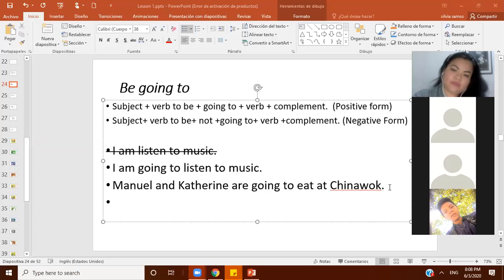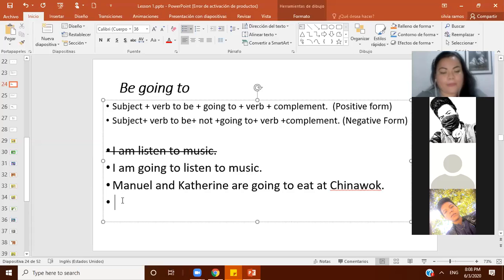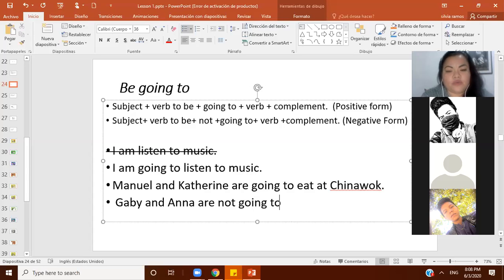So another example, let's see. One volunteer. Buenas noches. Okay, hi. What's your example? Gabby, yo la hice negativa. Okay. Yes, negative form. Gabby and Anna are not going to run this Friday. Okay, very good. Gabby and Anna are not going to run this Friday. Okay, very good. That's perfect. I like it. Very good.